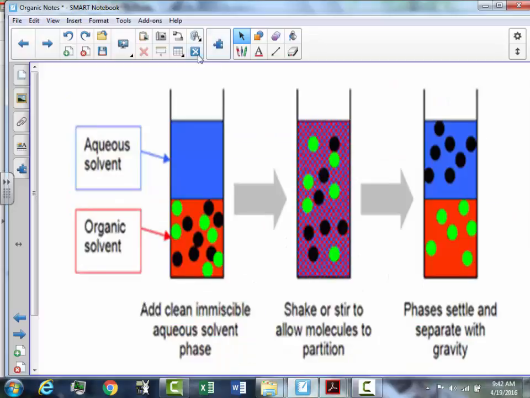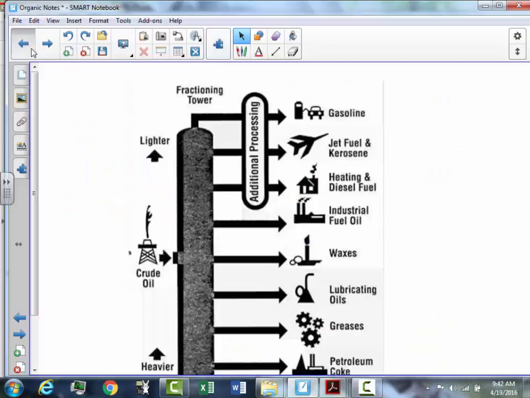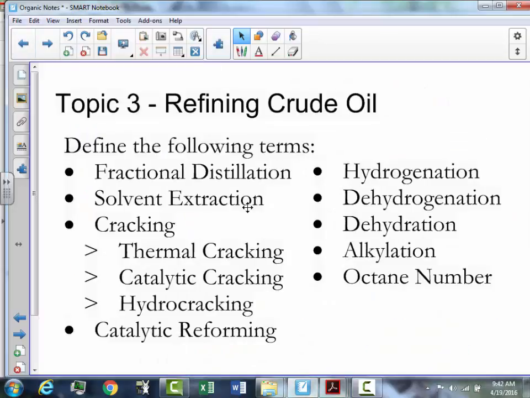Both of these first two processes are physical processes, where you're using some sort of physical property to separate compounds out. Are we chemically changing them in either of these two things? No, we're just separating them. You guys remember the terms homogeneous and heterogeneous mixtures? Basically, we're just separating mixtures here.